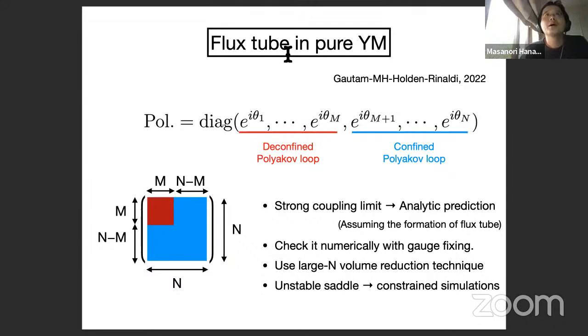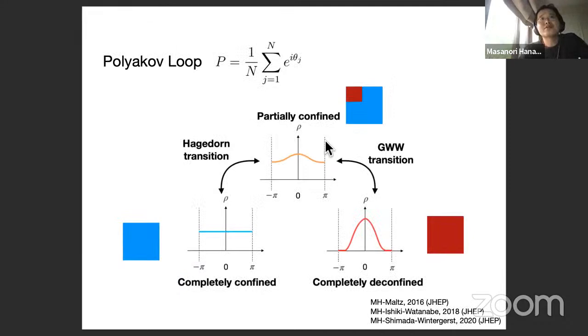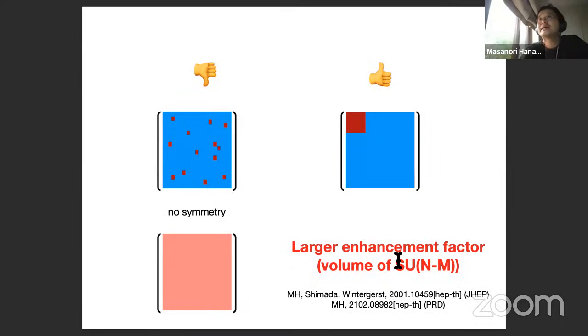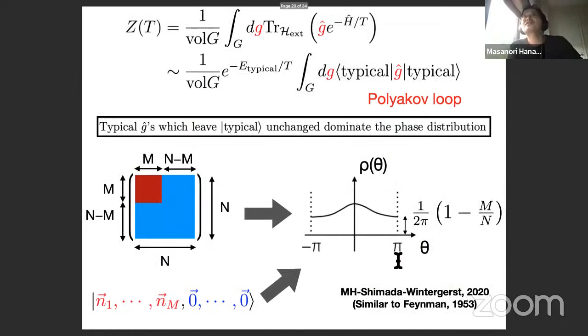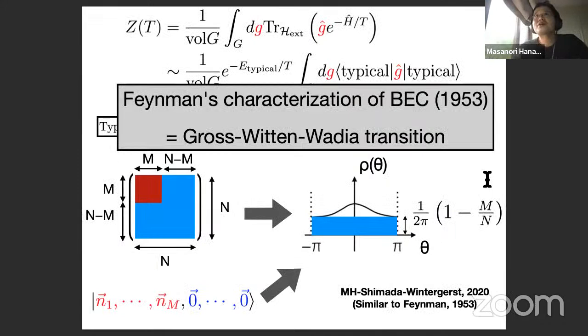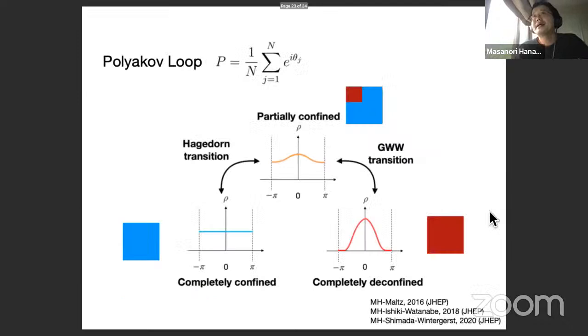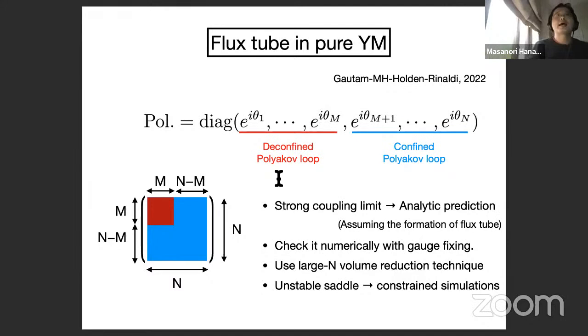First of all, let me remind you that this characterization, based on this enhancement factor, is a purely group theoretical argument. It works even for strong coupling. Whether we are talking about weak coupling or strong coupling doesn't matter. We can always use this relation, and we can determine M if we numerically calculate the phase distribution. What we did was perform gauge fixing such that the Polyakov loop degrees of freedom split into a deconfined part and a confined part. This part gives a constant offset, and this part gives a non-uniform part.